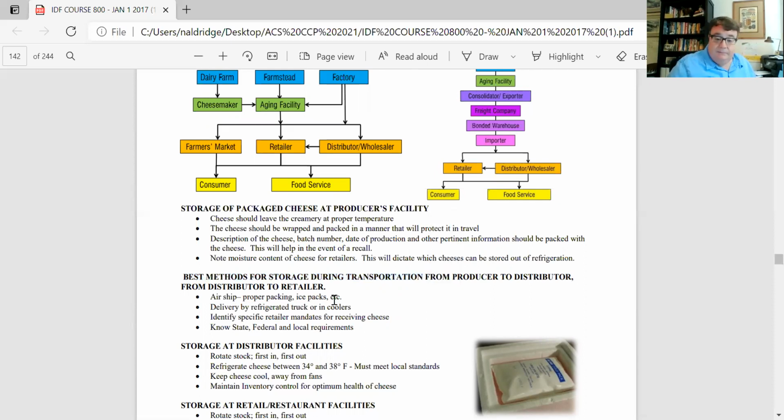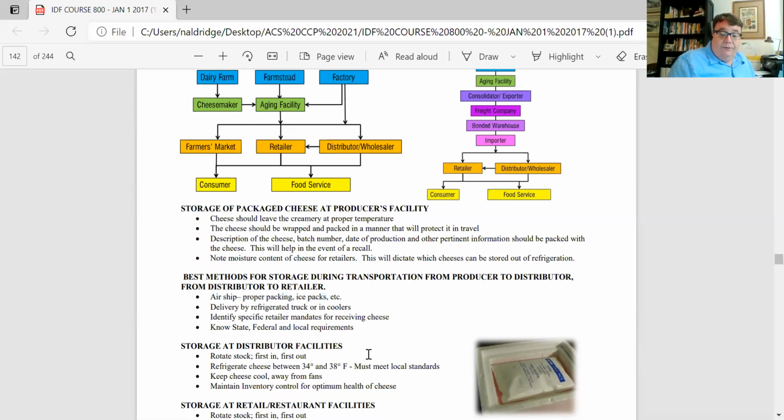So airship. One thing that has grown exponentially in our industry is airship shipping directly to customers. The ACS actually gives specific guidelines for proper packing and how many ice packs to put in your box. Know that. That's going to be in your best practice guide for cheesemakers. How to tell how many ice packs to put in your box is specifically on the test, coming from the Best Practice Guide for Cheesemakers. So highlight that. You'll need to look it up.